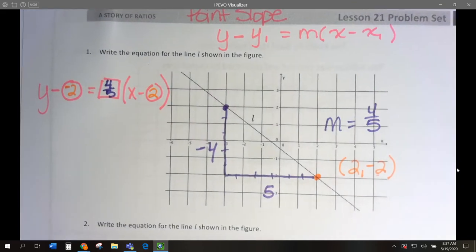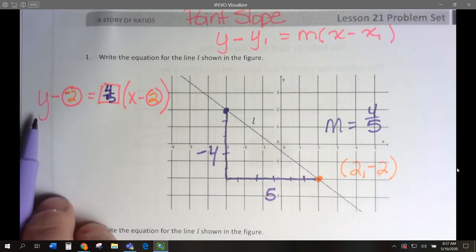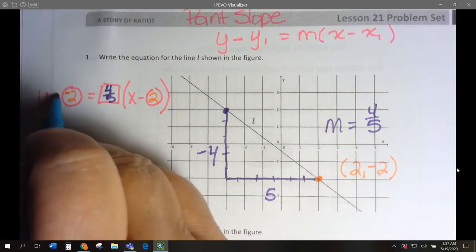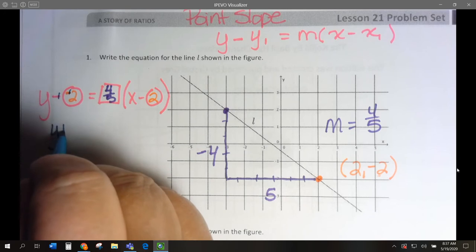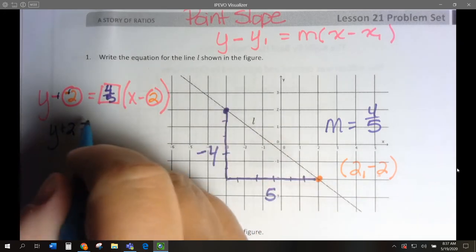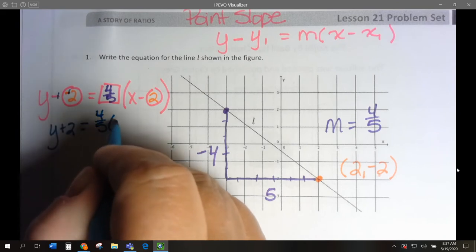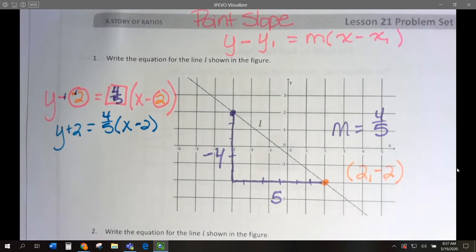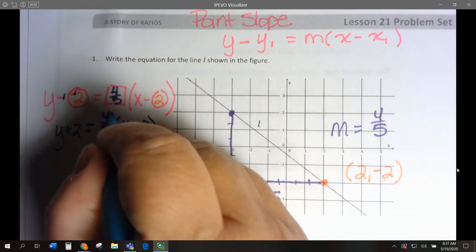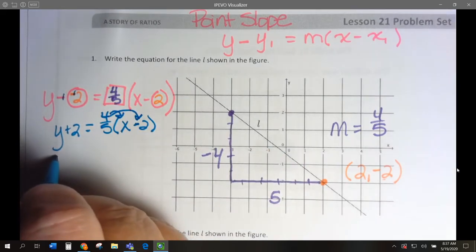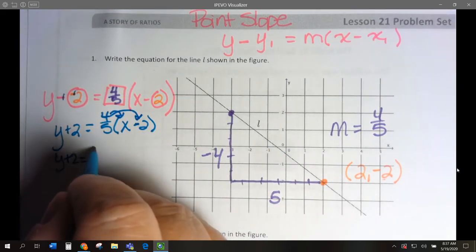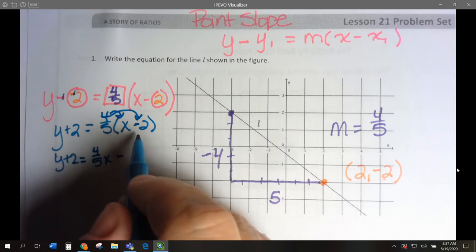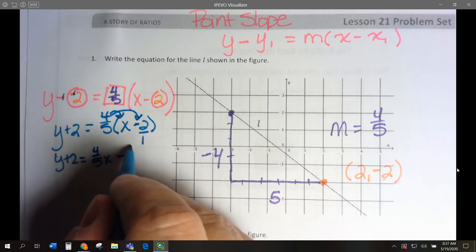And that's how you do point slope form. So we have y minus a -2. Remember, subtracting a negative is the same as adding, right? So we're going to have y plus 2 equals -4/5 times x minus 2. Now we have to do the distributive property. So we end up with y plus 2 equals -4/5 x minus 4/5 times 2. Put that over 1 and we get 8/5.